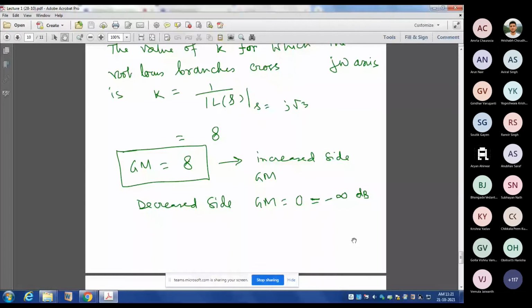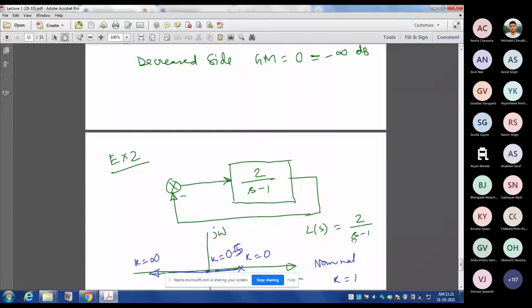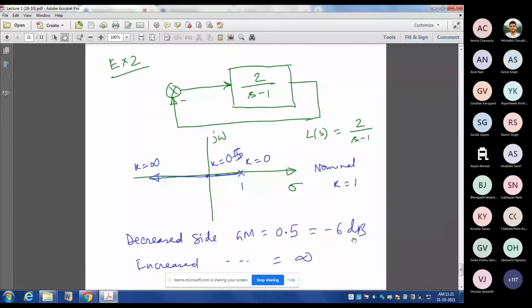These two examples I have considered. Can anyone say when the lower side gain margin will be non-zero? If the system has poles in the RHP, yes, good. If a system has poles in the right half plane, it is an unstable system, then your lower side gain margin will be non-zero, because some minimum gain is needed in order to ensure its stability.